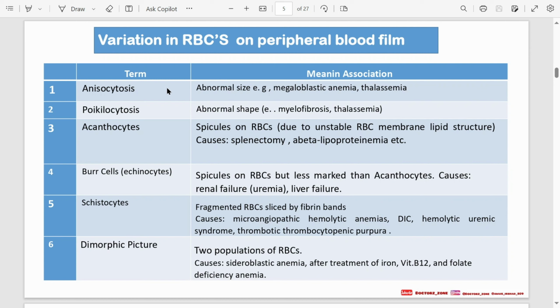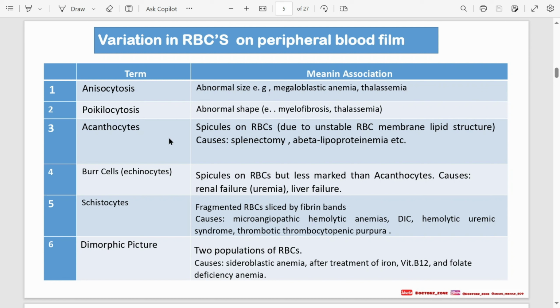First is the anisocytosis, which is the variation in size of the red blood cells, which is usually seen in the megaloblastic anemia and in the thalassemia. Then is the poikilocytosis, which is the variation in the shape of the red blood cells, which is usually seen in the myelofibrosis and in the thalassemia.